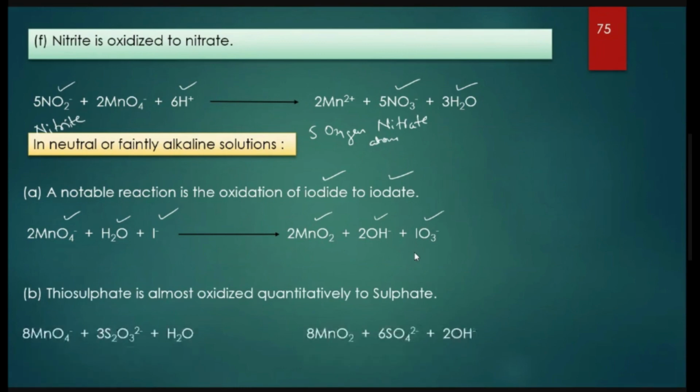Second reaction, thiosulfate is almost quantitatively oxidized to sulfate. Here you can see in this reaction, S2O3 2-, it is the thiosulfate ion. It will get oxidized in the presence of potassium permanganate and water, and it is going to form MnO2, manganese dioxide, along with the formation of sulfate ion and hydroxyl ions. So here the thiosulfate ion is getting oxidized into sulfate ion.